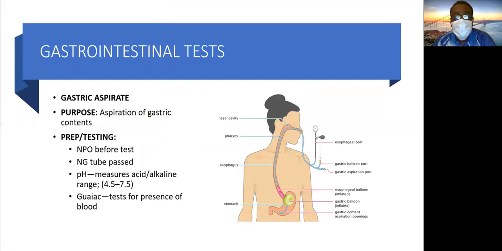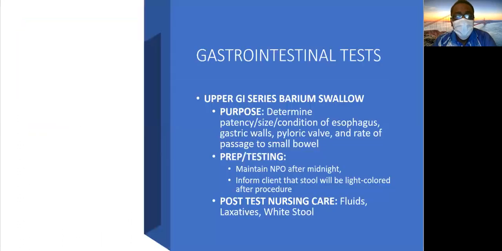Sometimes you could give histamine to stimulate hydrochloric acid secretion. The pH measures your acid and alkaline range, and the normal gastric pH level should be less than 4. Generally, an overly acidic environment can lead to ulcerative activities within the digestive tract. Again, you could also carry out your guaiac test for presence of blood. Normally, blood should be absent. As part of your post-nursing care, you want to encourage fluid intake.